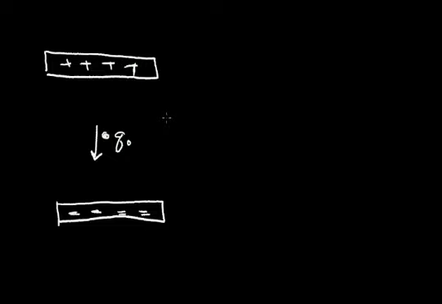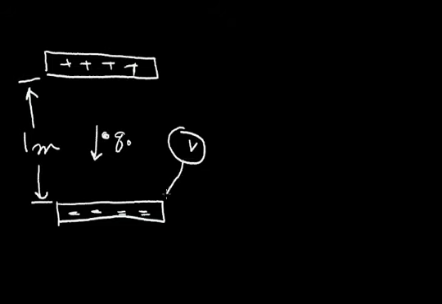Now, we said that the electric field is measured in volts per meter. So let's assume that the distance between these plates is 1 meter. And let's presume that we have a voltmeter that I'll call V, and we measure the voltage from this negative plate to the positive plate. And let's presume that we measure 1 volt. In this case, the electric field is equal to 1 volt per meter.